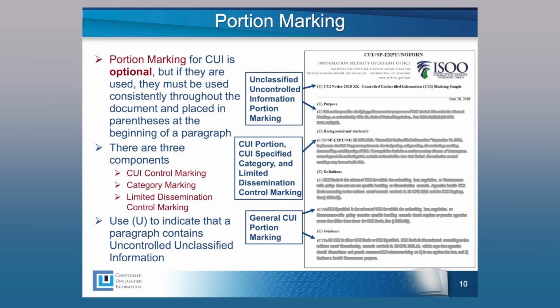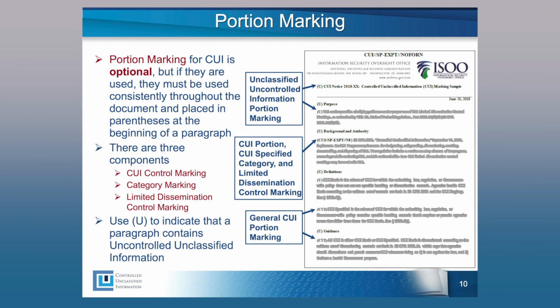Another recommended, though not mandatory practice for marking CUI is portion marking. Portion marking is helpful because it indicates which parts of a document are CUI. To do this, portion markings are inserted in parentheses before each paragraph of the document. If you choose to use portion markings, however, they must be used throughout the document. To indicate that a paragraph only contains uncontrolled, unclassified information using portion markings, place a U in parentheses. To indicate that a paragraph contains CUI, place CUI in parentheses.